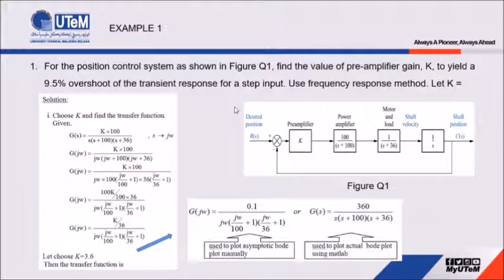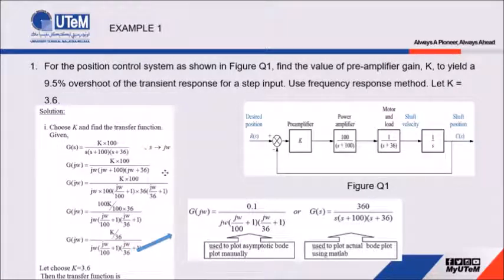Let us look at this example. For the position control system shown in this figure, find the value of the preamplifier gain K to yield a 9.5% overshoot of the transient response for a step input. Use the frequency response method and let K equal 3.6.